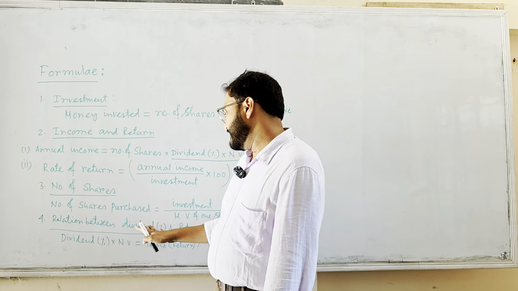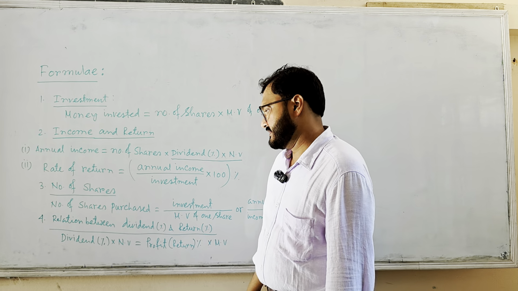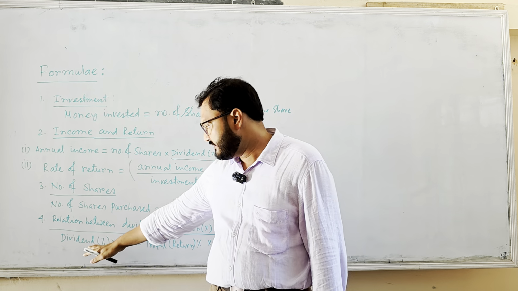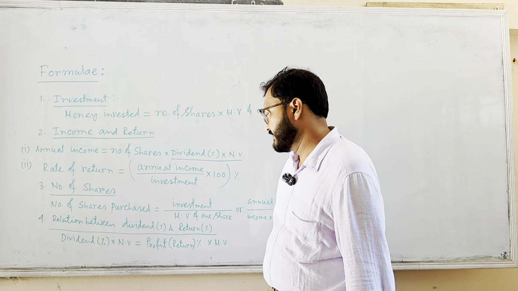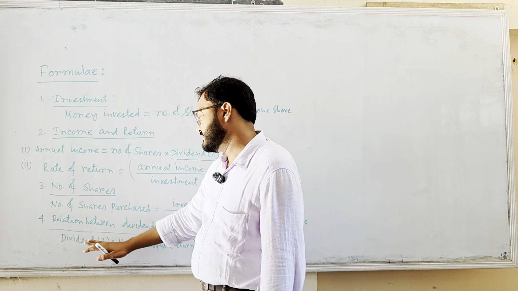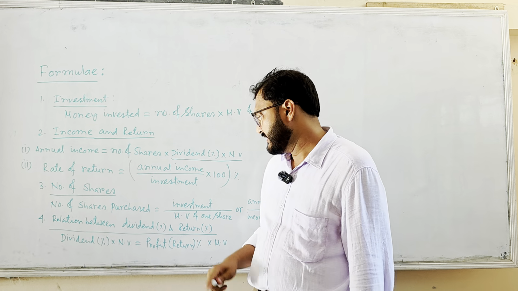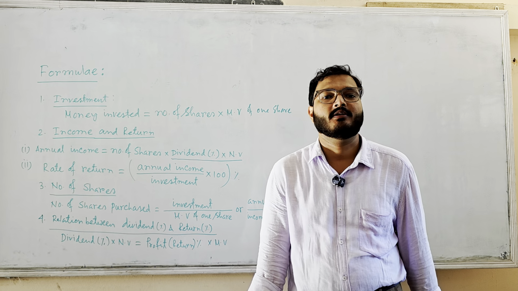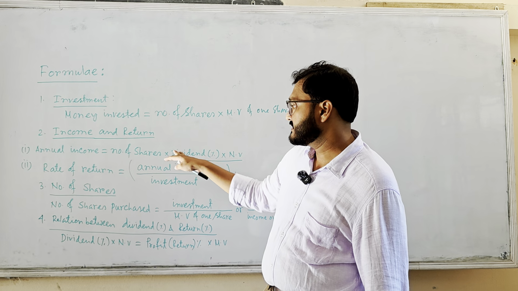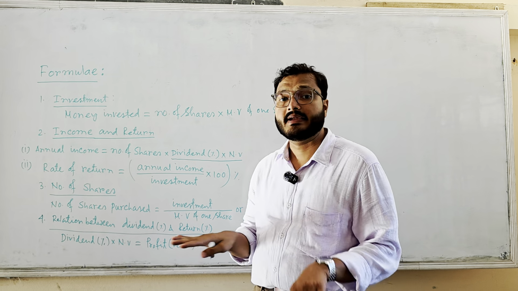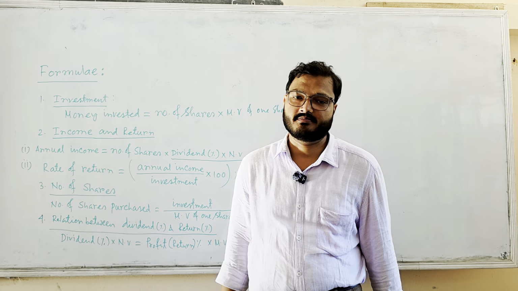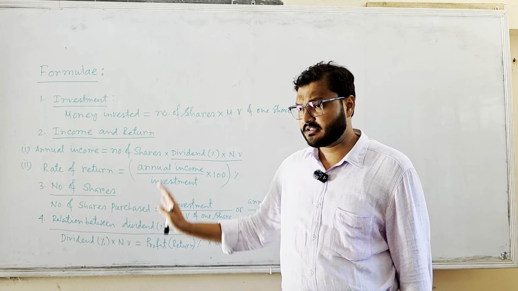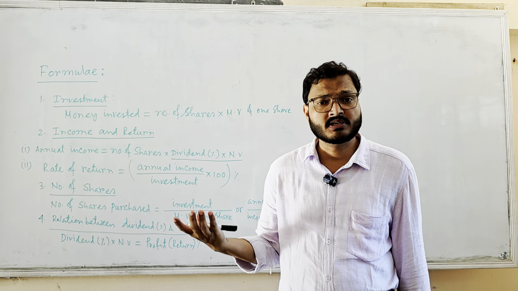Now the relation between dividend percentage and return percentage. This formula is very important. Dividend percentage into nominal value, that means income on one share, is equal to profit or return percentage into market value. They are the same. So these are the formulas we will apply in the sums. The theory portion is completed. We'll jump to the problems.